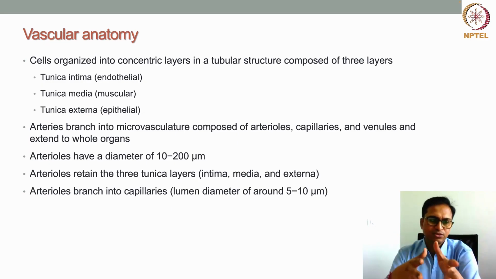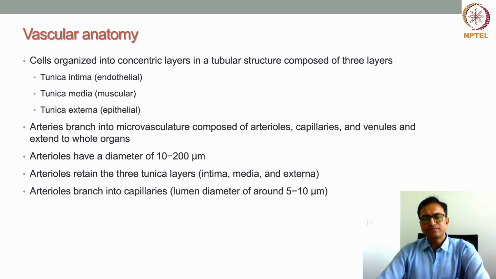So where that is made, that's the tunica media, where mostly smooth muscle cells are present. And then on top of that, the outermost layer is the tunica externa, where the epithelial cells are present, and also other types of cells. So these are the main three layers of bigger blood vessels.